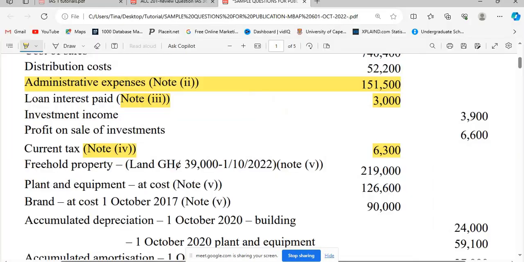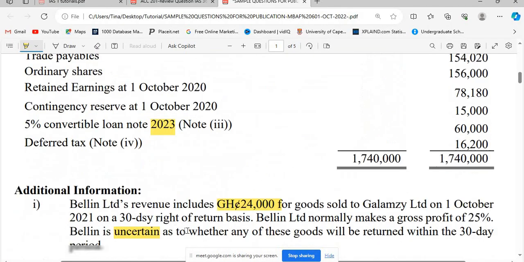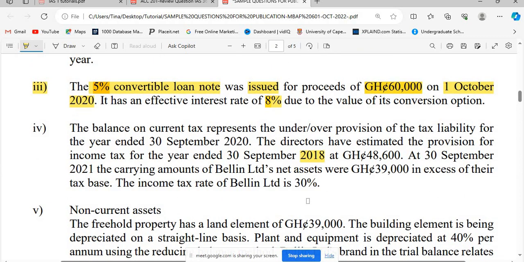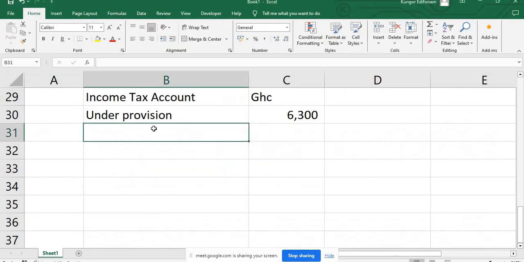The next thing we were told was that the directors have estimated the provision for income tax. This was supposed to be 2021, to be 48,600. So which means that this year too there has been an estimation, which is 48,600. So current tax provision. So we term it as what?